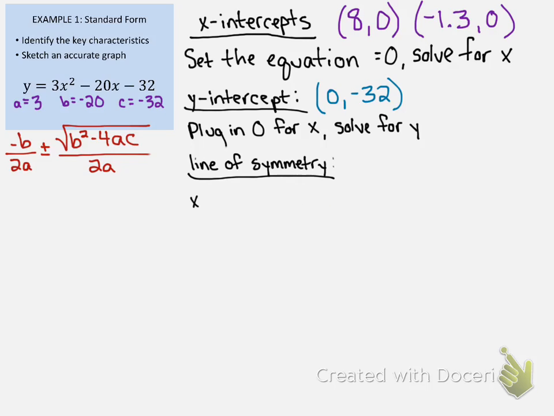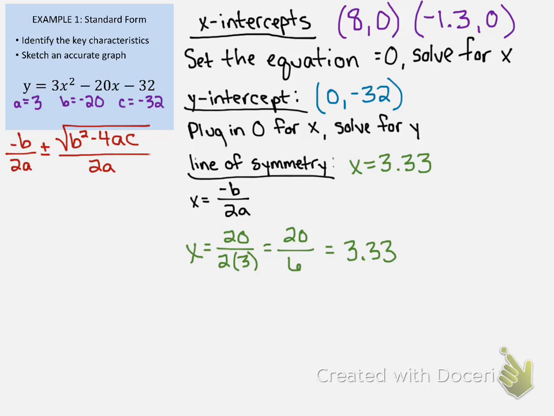Next I'll find the line of symmetry, and as I've mentioned already, when you're using standard form, a shortcut for the line of symmetry is just to use the opposite of b over 2a. Since we already identified our a, b, and c values, this is a very simple way to identify the line of symmetry. The opposite of b is going to be positive 20, and then 2 times a is going to be 2 times 3. That simplifies to 20 over 6, and when I do that division, I end up with 3.33.